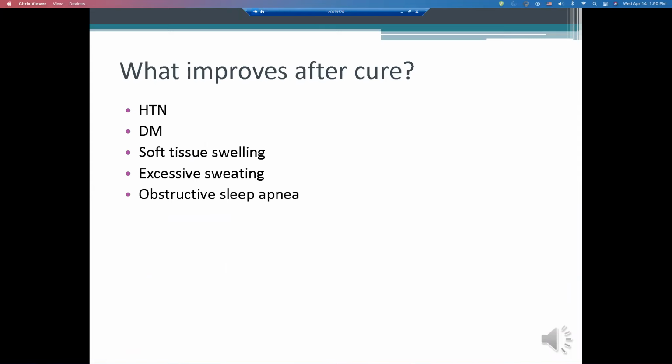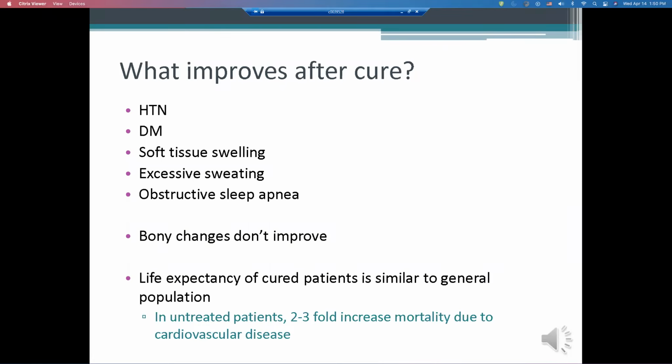So what improves after cure from acromegaly? Hypertension improves, diabetes improves, soft tissue swelling and obstructive sleep apnea improve, excessive sweating will also improve, but bony changes, large feet and large hands, spacing between the teeth, and osteoarthritis usually do not improve, and the patient has to treat them symptomatically. Life expectancy for cured patients is just like the general population. But in untreated patients, there is increased risk of mortality by 2 to 3 times because of cardiovascular disease.